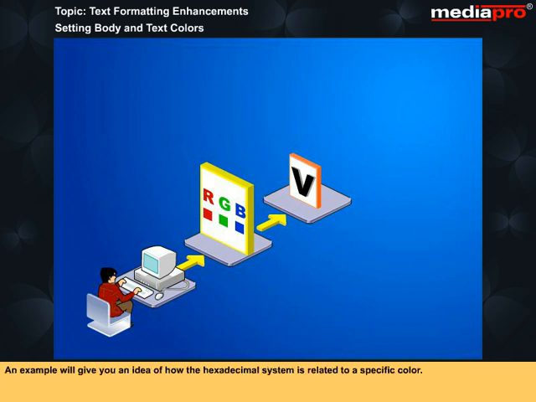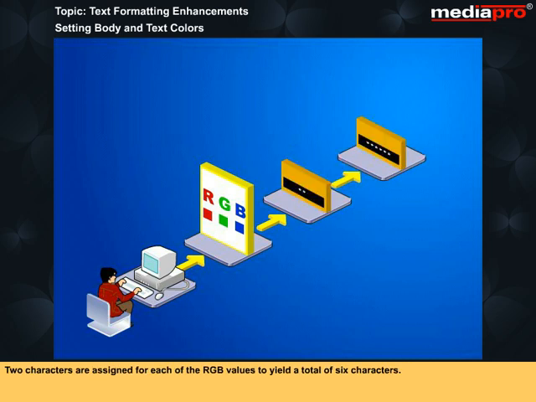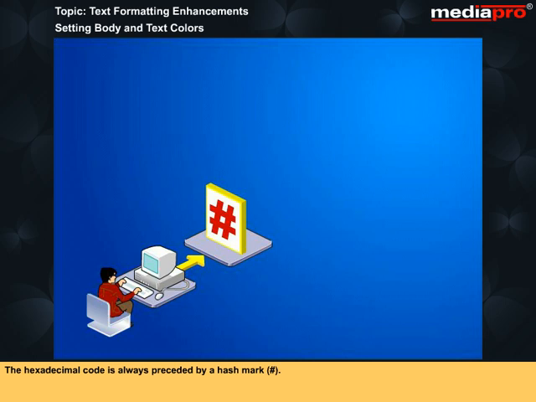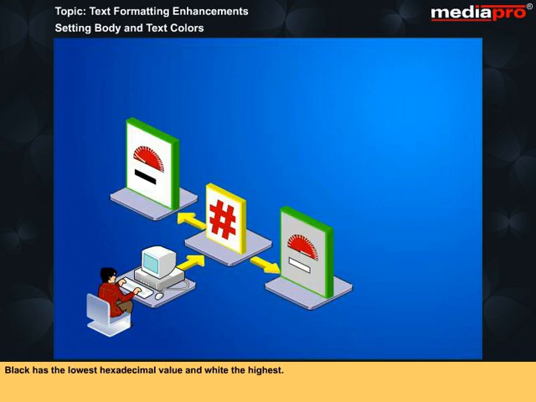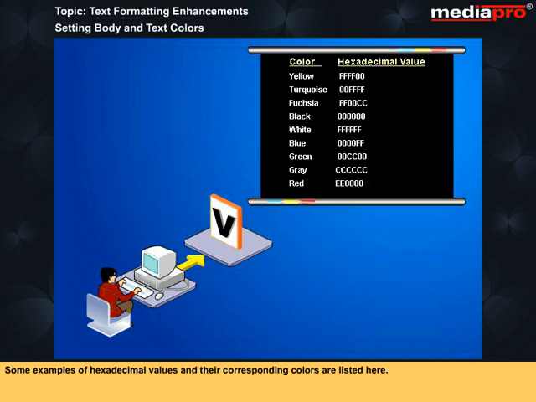An example will give you an idea of how the hexadecimal system is related to a specific color. 2 characters are assigned for each of the RGB values to yield a total of 6 characters. The hexadecimal code is always preceded by a hash mark. Black has the lowest hexadecimal value and white the highest. All the colors fall between these two extremes. Some examples of hexadecimal values and their corresponding colors are listed here.